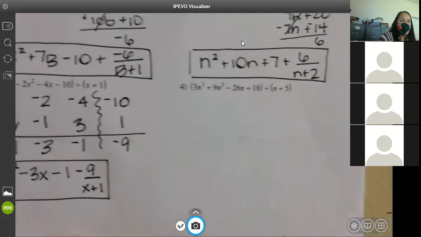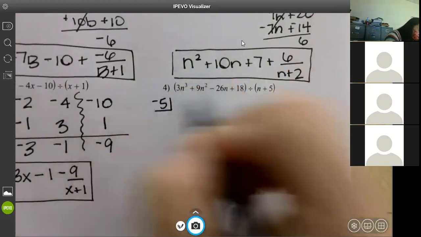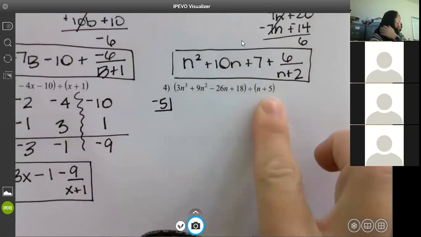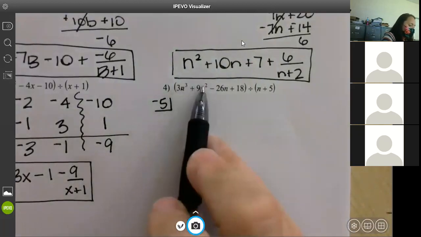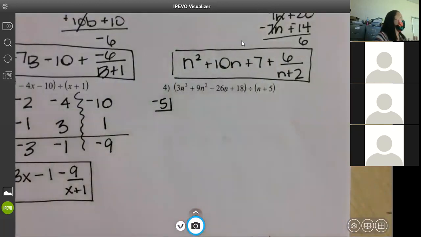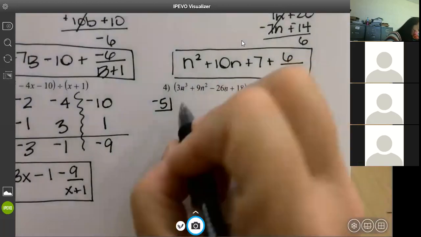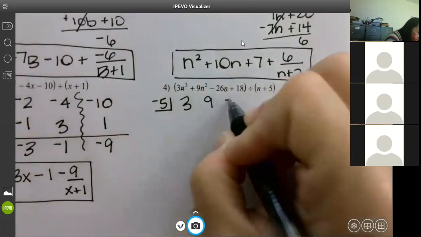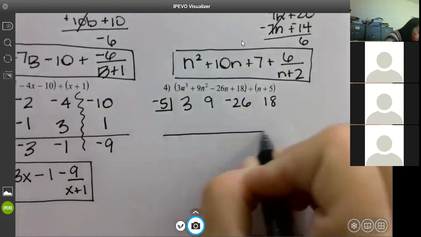All right, so on the next one, what's going in my backwards box? -5. So again, our factor is n plus 5, so in the box is -5. Check your numbers. I have n cubed, n squared, 1n, no n. So I don't have any skips. I'm good to go. What are your leading coefficients all the way across? 3, 9, -26, 18. Skip a line, draw a line.